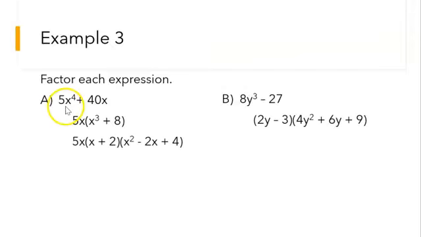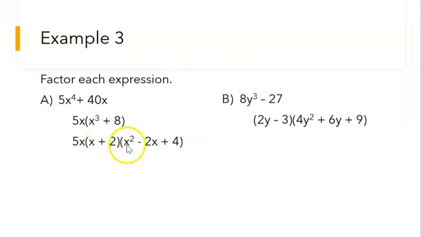In part A, I factored out the GCF, which was 5x, and I was left with x cubed plus 8. I noticed that these were both perfect cubes. The cube root of x cubed is x, and the cube root of 8 is 2. So I wrote x plus 2 here, making sure to carry down the sign.